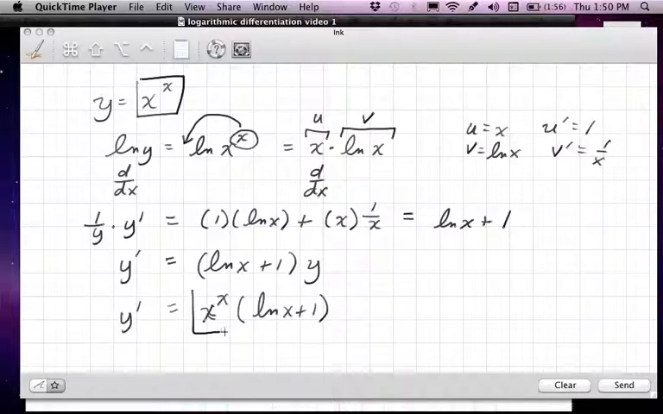And there we go. That's your final answer. That's the derivative of x to the x. It's x to the x times natural log of x plus 1. Let me do another one.